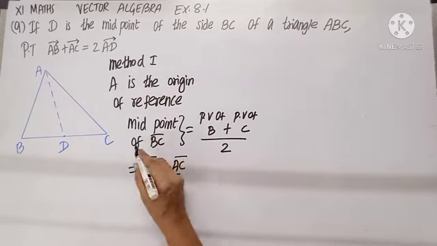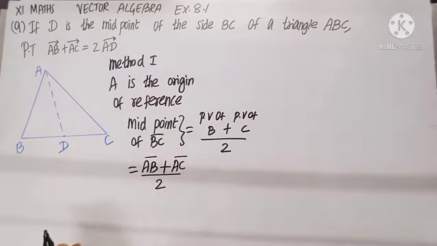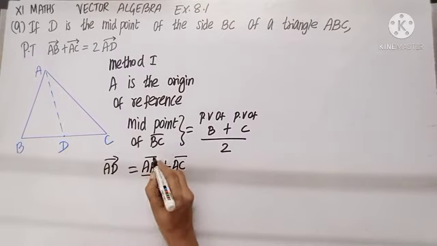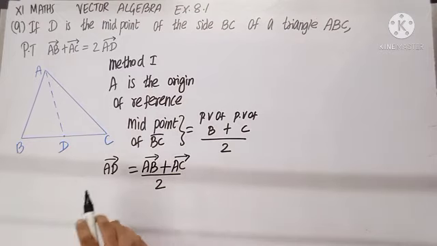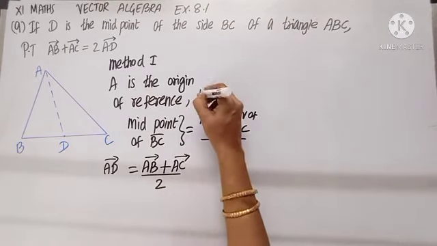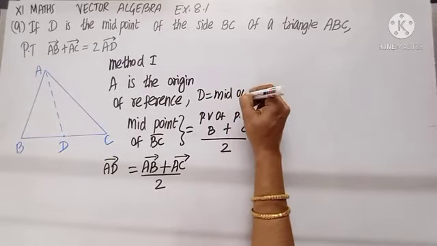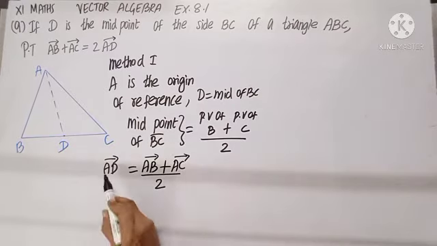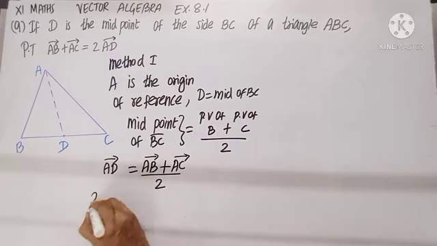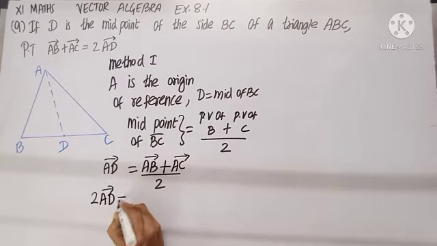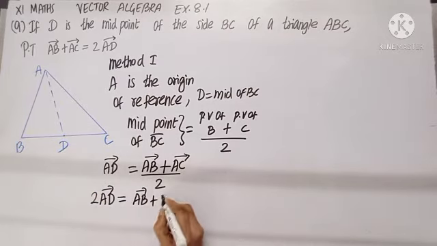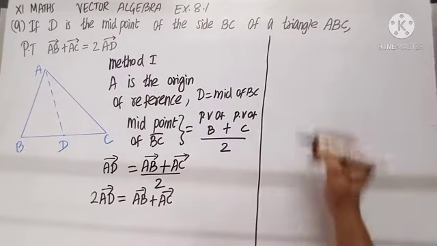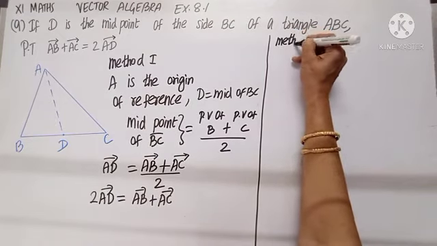And what is the midpoint of BC? We have considered it as D. So it is the AD vector. So when I consider A to be the origin of reference and D the midpoint of BC, I can write (AB plus AC) by 2 is AD. Cross multiplying, I have shown twice the AD vector is the AB vector plus the AC vector. We can also prove the same problem with some other method.